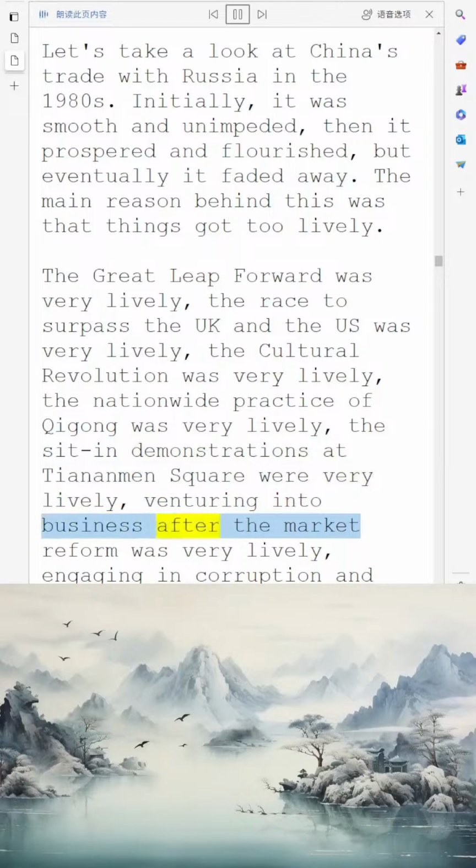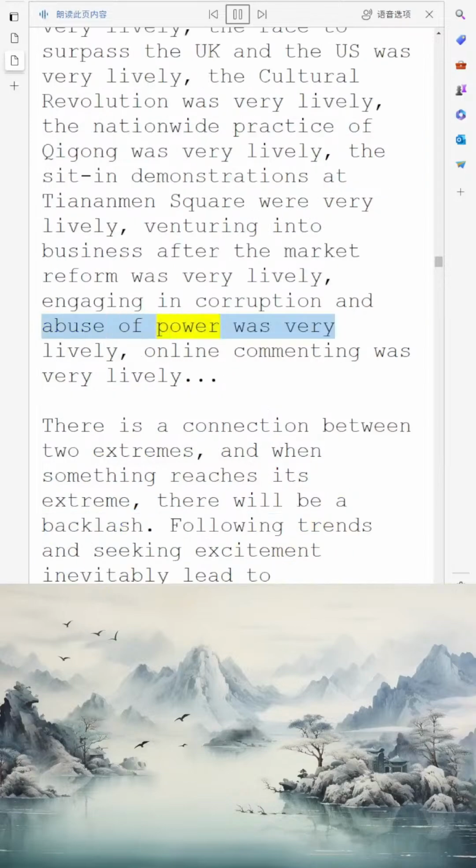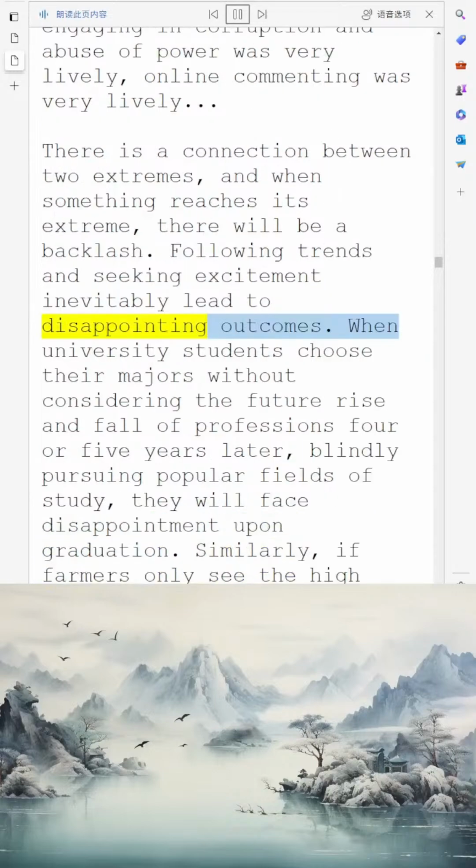Venturing into business after the market reform was very lively. Engaging in corruption and abuse of power was very lively. Online commenting was very lively. There is a connection between two extremes, and when something reaches its extreme, there will be a backlash. Following trends and seeking excitement inevitably lead to disappointing outcomes.